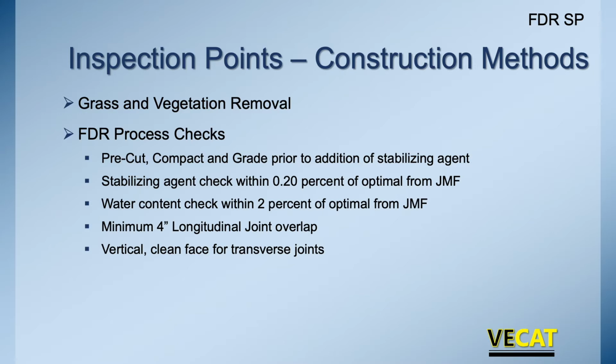We want to make sure that the stabilizing agent's going in at the proper amount, so we're checking that. Could be weighing it up. We could be looking at a gauge on the side of the equipment, depending on what type of stabilizing agent is being used. Want to make sure we're in the job mix formula. Checking that water content, because again, we're adding water to a lot of these to moisten that material to help with compaction.